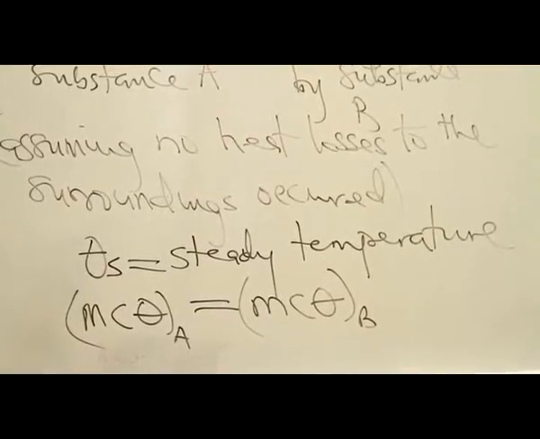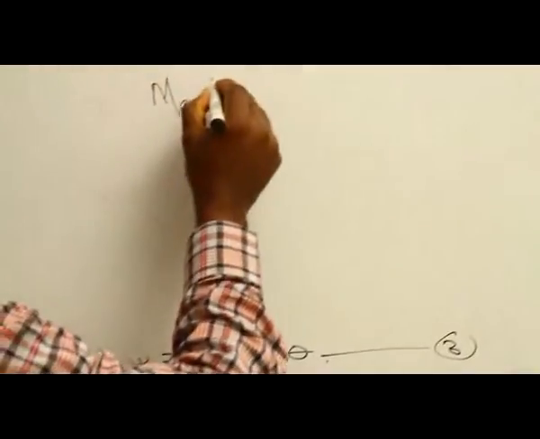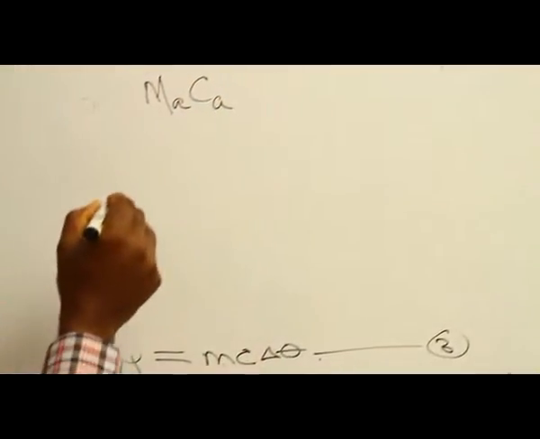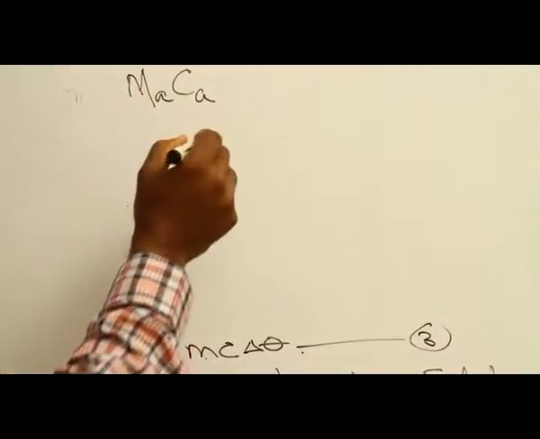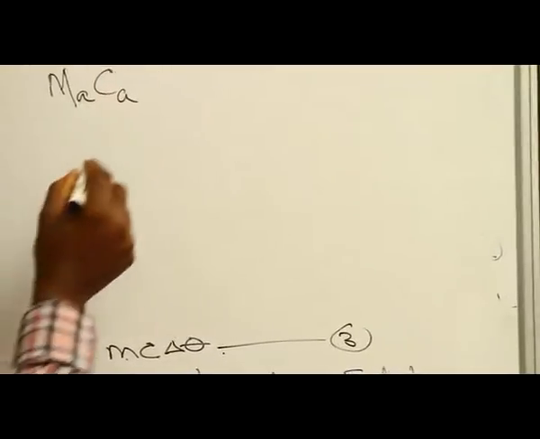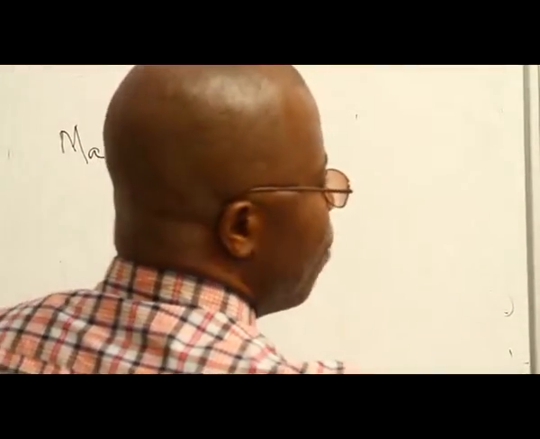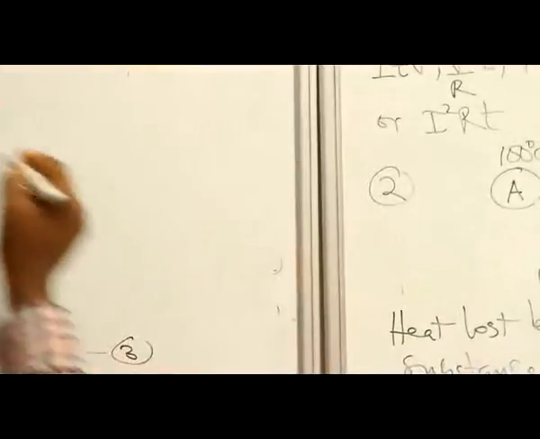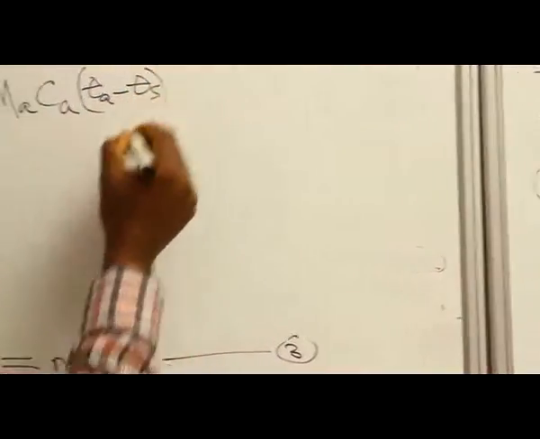Let's look at it. M for A represents the mass of A. C is the specific heat capacity of A. I'm writing M subscript A to show that it's the mass of object A, and C subscript A to show the specific heat capacity of A. Then I can write the change in temperature of A. A had a higher temperature. By losing heat, the temperature will fall to theta S. So it's going to be the initial temperature of A minus the steady temperature.